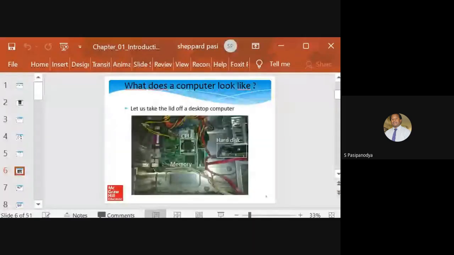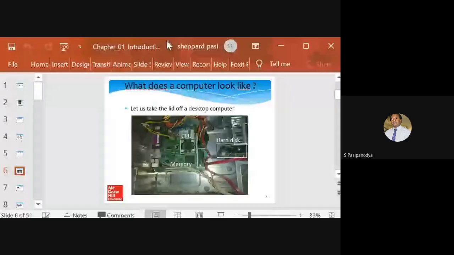Then now you can Google Raspberry Pi, you can Google Arduino, and you will see what we're talking about. Right. Let us move on.